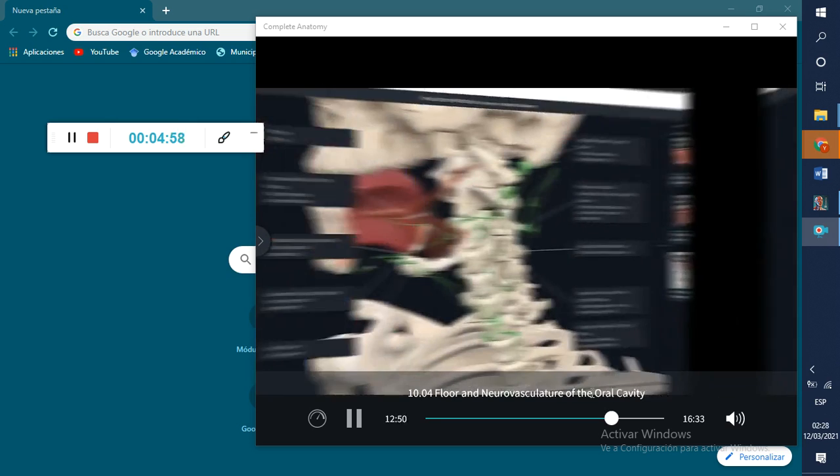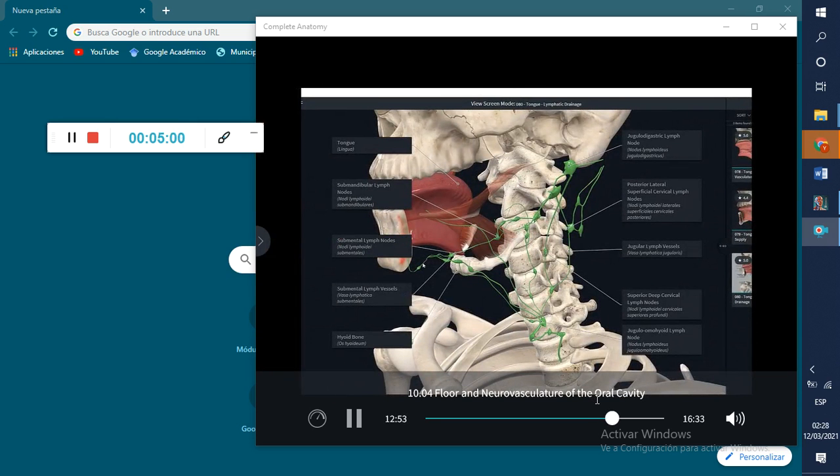Lymphatic drainage from the tongue follows different routes. So lymph from the posterior third will drain to the superior deep cervical nodes on both sides, like these for instance. Lymph from the medial part of the tongue, especially the anterior 2/3, will drain to the inferior deep cervical lymph nodes.